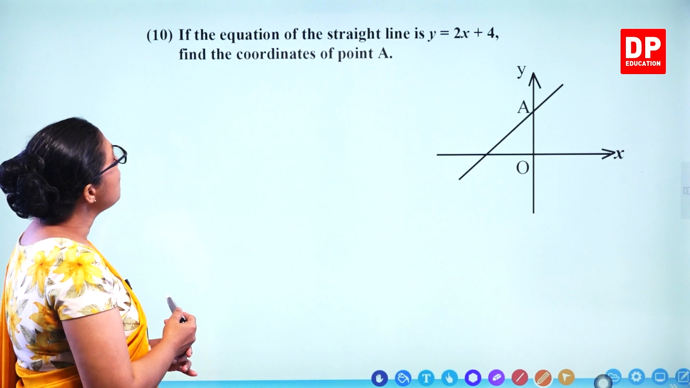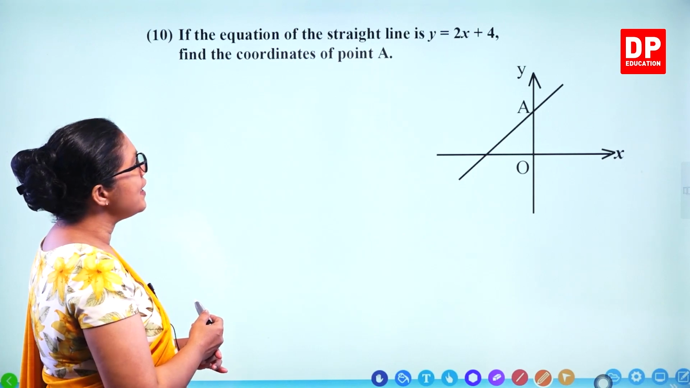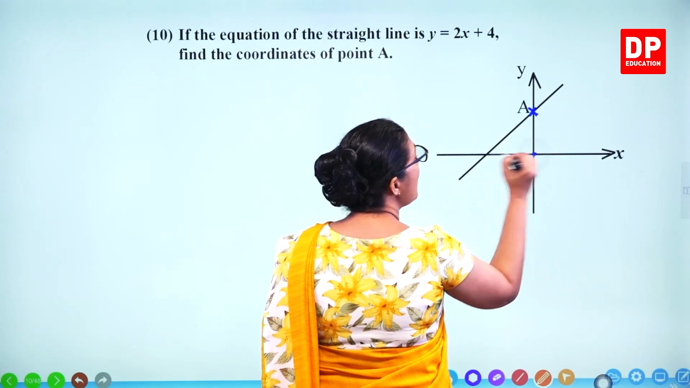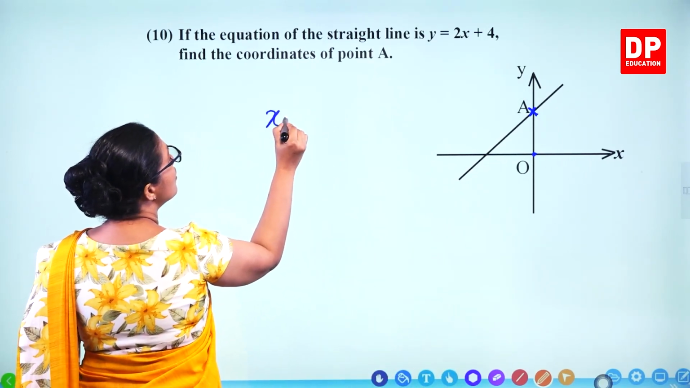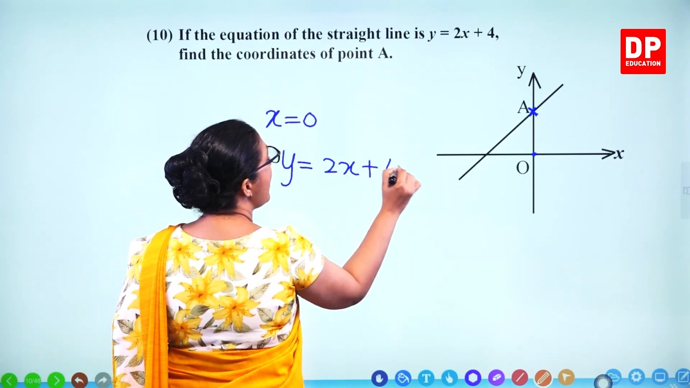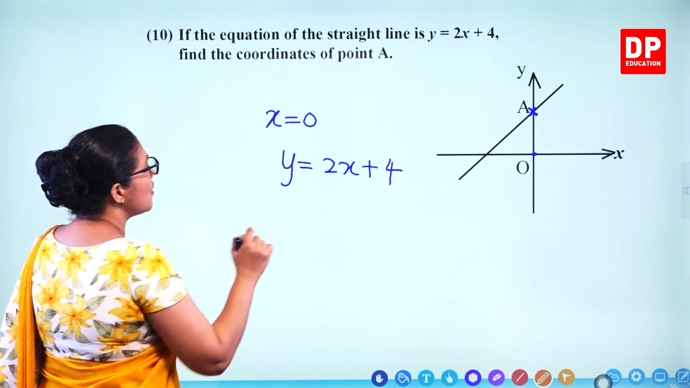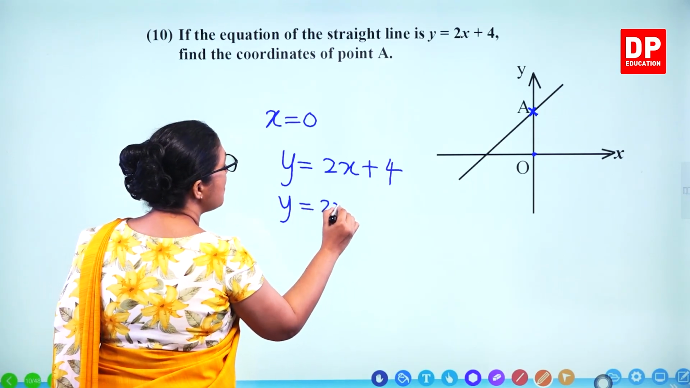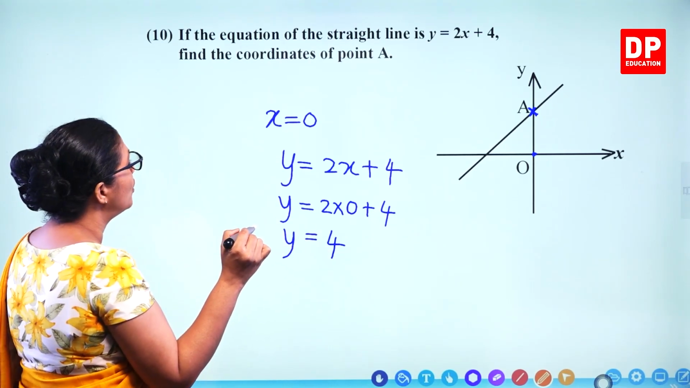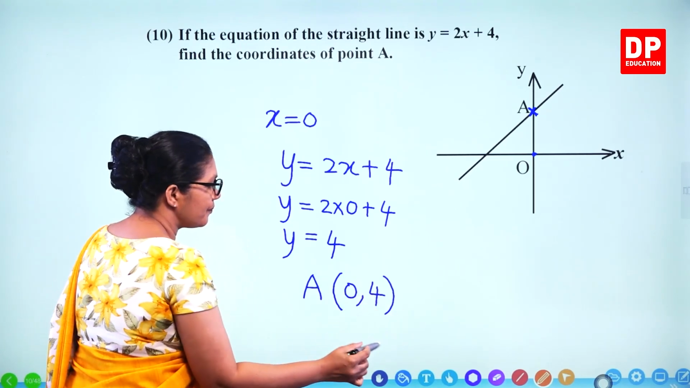Question number 10. If the equation of the straight line is y equals 2x plus 4, find the coordinates of point A. So point A is on the y-axis. So what's the x value? X value is 0. So if x is 0, what's the value of y? You can take the equation and substitute x equals 0 because point A is on the line. So y value is 2 times 0 plus 4, that's 4. Y equals 4. So the coordinates of A point is 0, 4. 2 marks.